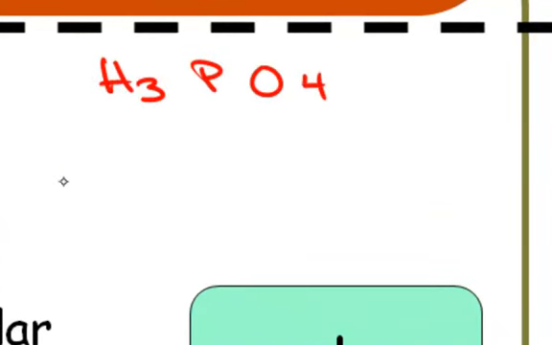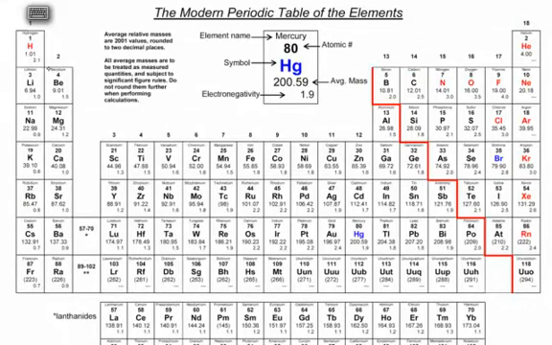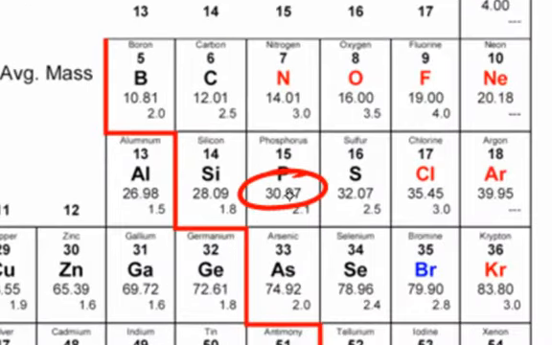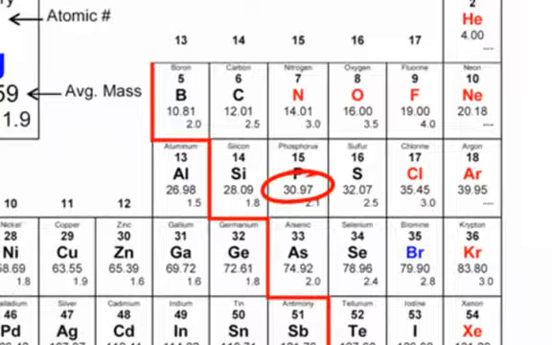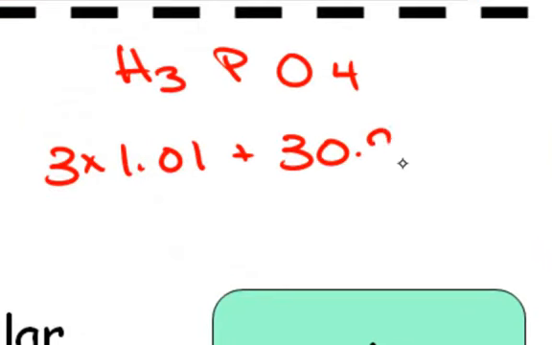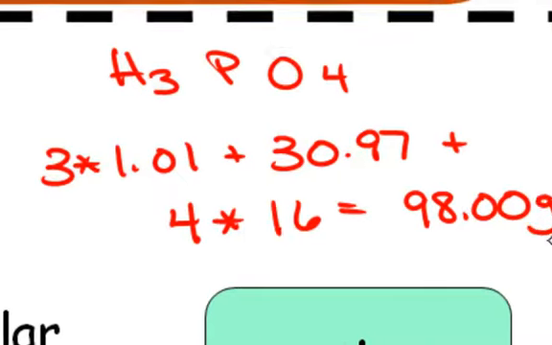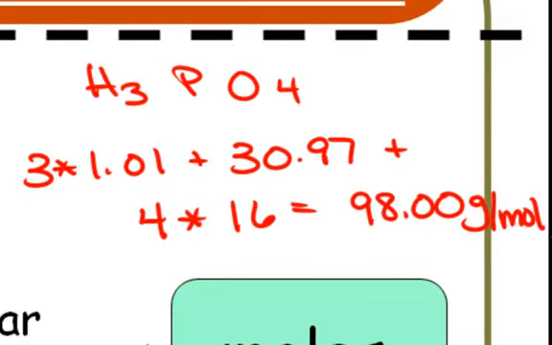H3PO4. We have 3 hydrogens plus 1 phosphorus. Now, if we don't know phosphorus's molar mass, or atomic mass off the top of our head, let's look back at our periodic table and see that it's 30.97. So 30.97 plus 4 atoms of oxygen. This gives us a molar mass of 98.00 grams per mole.